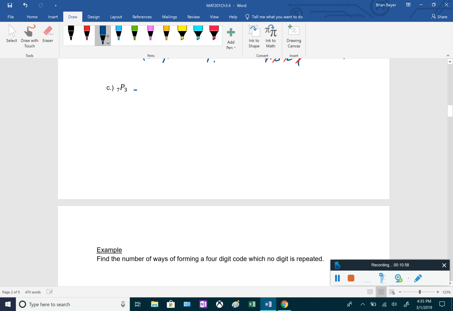So 7P3, so 7 factorial over 7 minus 3 factorial. That's 7 factorial over 4 factorial. So I'm going to write this one a little bit different. 7 factorial is 7 times 6 times 5 times 4 times 3 times 2 times 1. 4 times 3 times 2 times 1 is the same as 4 factorial, right?